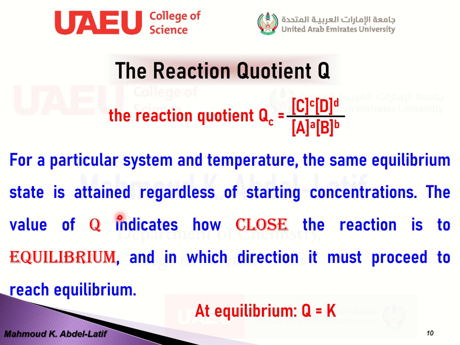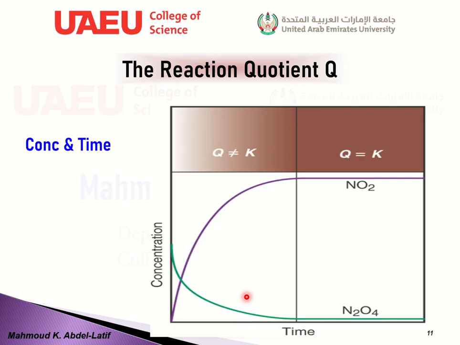The value of Q indicates how close the reaction is to equilibrium and in which direction it must proceed to reach equilibrium. For example, at equilibrium, Q will equal K.